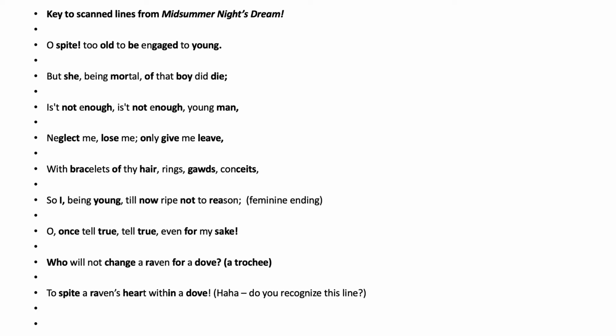The second one, but she, being mortal, of that boy did die. I would say that scans, but notice I had to do something sort of tricky. Being, I pronounced as one syllable. And this is the kind of thing that Shakespearean actors will do because they're trying to stick with the meter. And if I didn't do that, the whole line would go to hell in a handbasket also. But we won't get into that. You can ask me about that in class. But she, being mortal, of that boy did die.